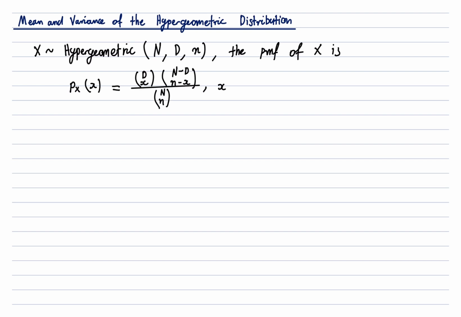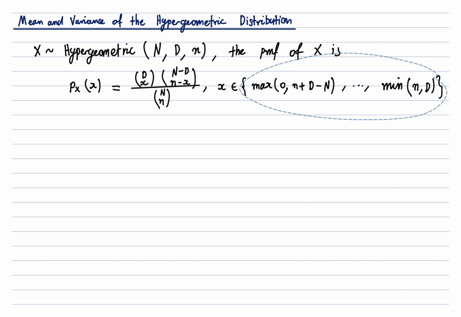And of course this PMF only exists for the following values of x. Take the max of 0 and n plus D minus N, and then we go all the way up to the minimum of n and D. And this generalized sample space of x is just to ensure that, for example, you're not selecting negative values, hence why there's the max that we have here, to make sure we're not selecting negative values from the sample space.